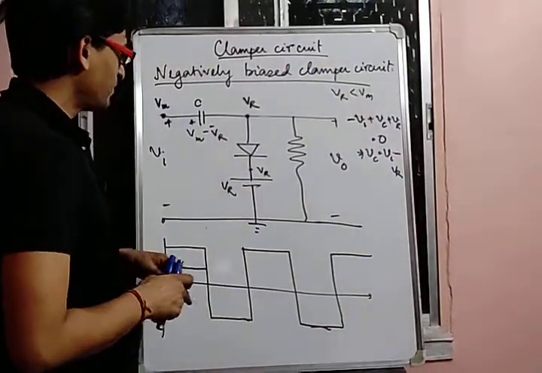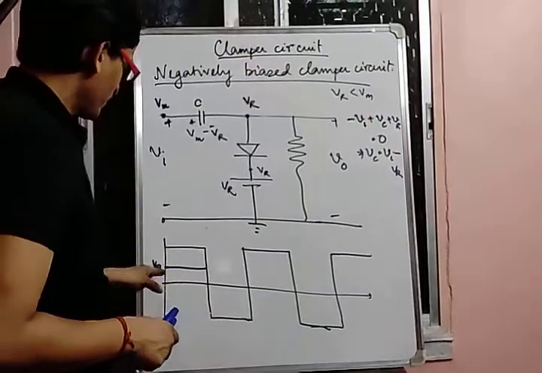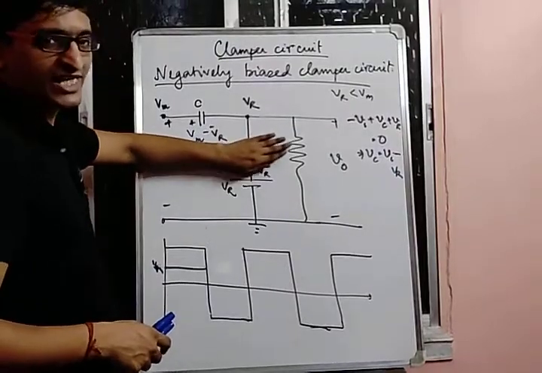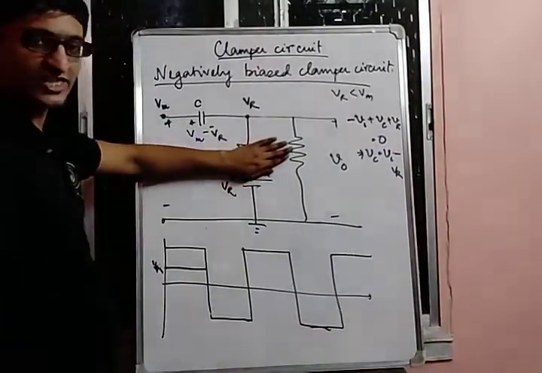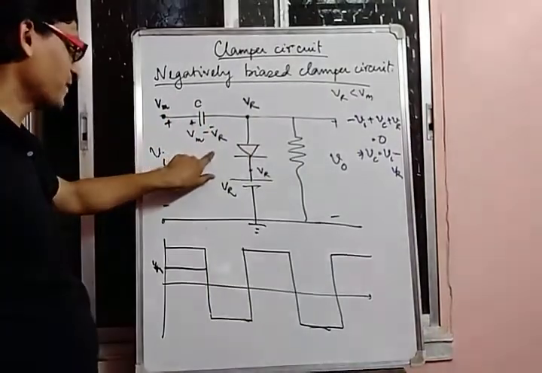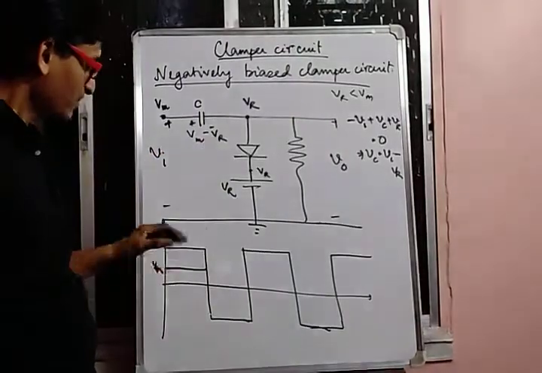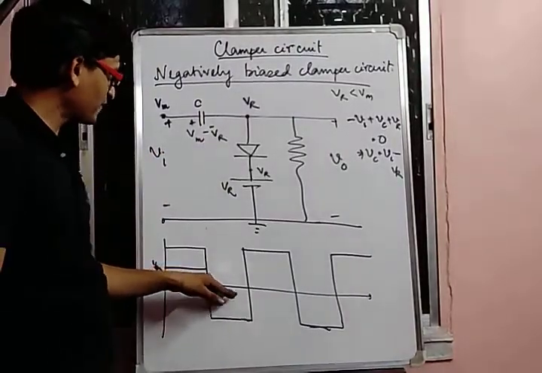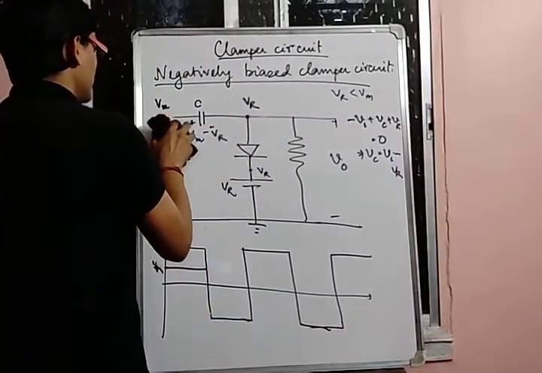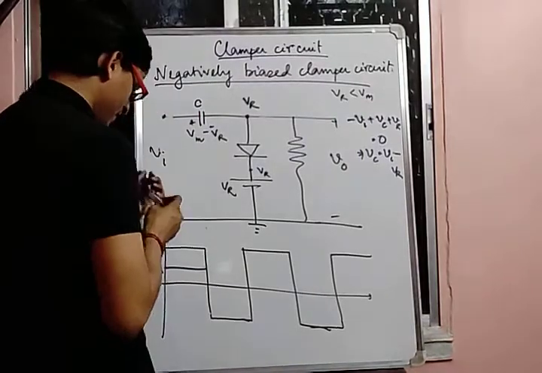Okay, so what we'll be seeing is that during the positive half of the cycle, we had seen that this diode was forward biased, and as a result, it was acting as a short circuited path. So this capacitor was getting charged up to VM minus VR. This capacitor has got charged up to VM minus VR. But now during the negative half of the cycle, what will happen?